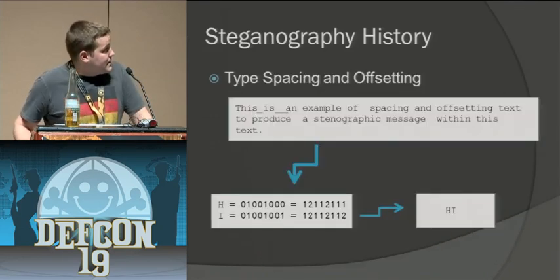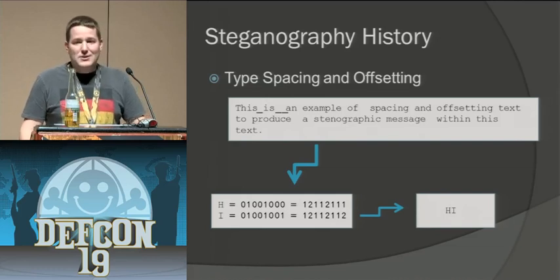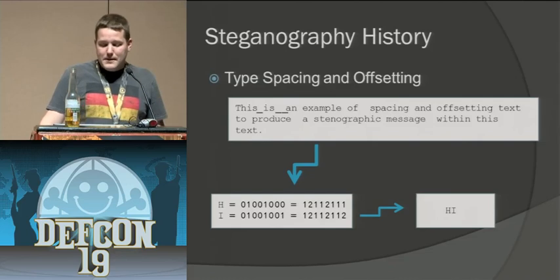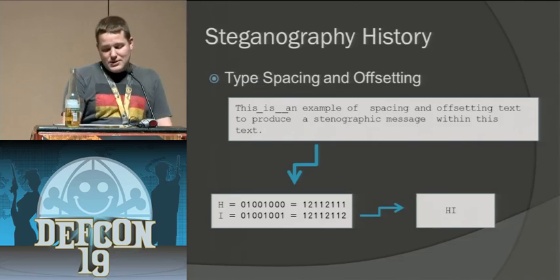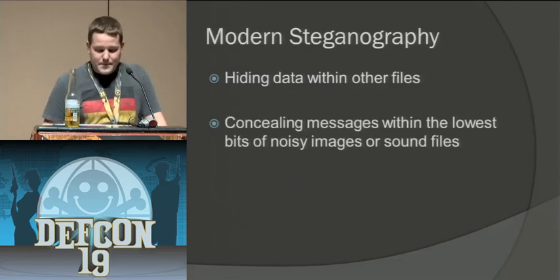Type, spacing and offsetting. Again, this is a lot like the null cipher. You have to have a really, really long message in order to get out a really short message. So those are the shortcomings involved there. You'll end up with a really long message and you translate all the way across into something, and you get something as simple as hi.